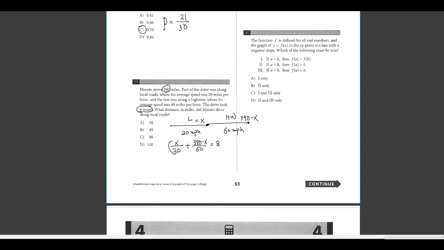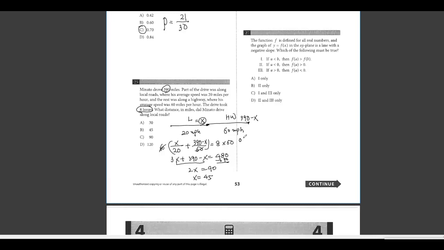Times 60 on both sides, that is easier. 60 divided by 20 gives 3x, plus 390 minus x equals 480, right? 8 times 60 is 480. This gives 2x. Minus 390, 480 minus 390 is 90. So when you divide by 2, x is 45 miles in local, right?